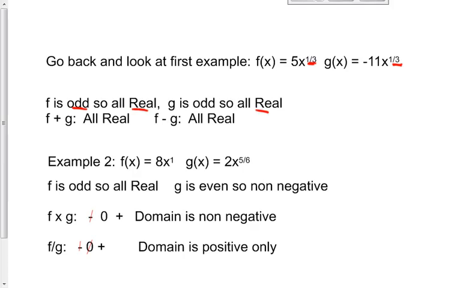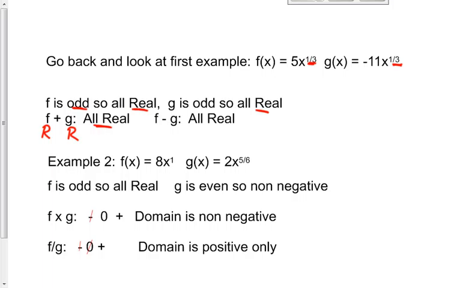So if I'm asked to do the function f plus g, and I'm dealing with real numbers and another set of real numbers, there's nothing that's restrictive at all, which means my answer is then all reals. The same thing will hold with f minus g.